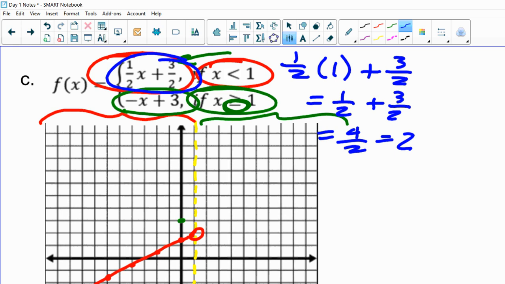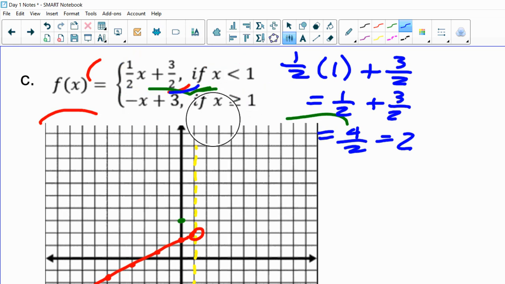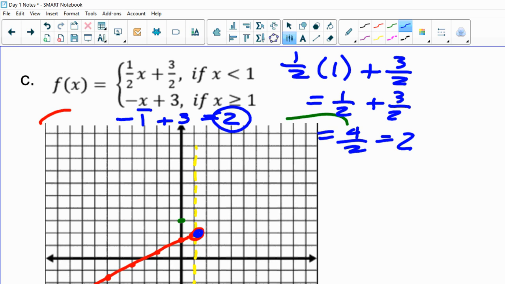Well, where does Mr. Green touch that fence? Let me erase some of this because that's getting hard to see. Here, when X is 1, the opposite of 1 is -1 plus 3 is 2. Now look, he hits the fence, this is Mr. Green, at exactly the same place where Mr. Red is holding on to the fence. So guess what that does? That fills in the hole.